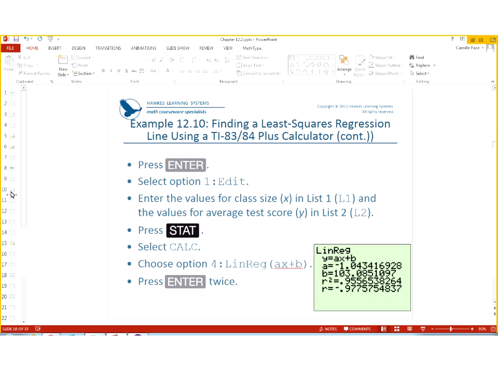All right, so let's look and see what this is telling us. So a is our slope. So the slope for this line is negative 1.0434. b is our y-intercept, 103.085. r squared tells us the amount of variation between test scores and class size, and r tells us what kind of relationship we have. So let's break it down one by one.